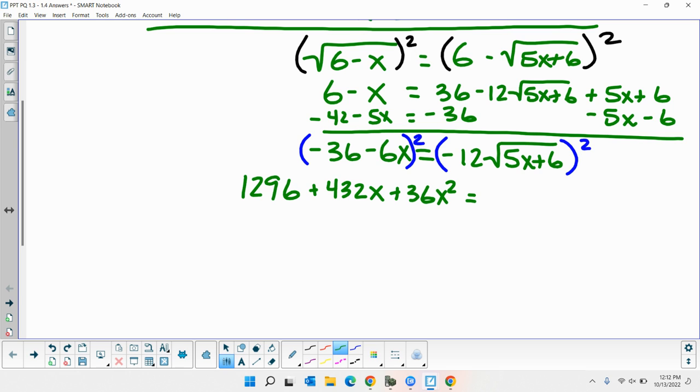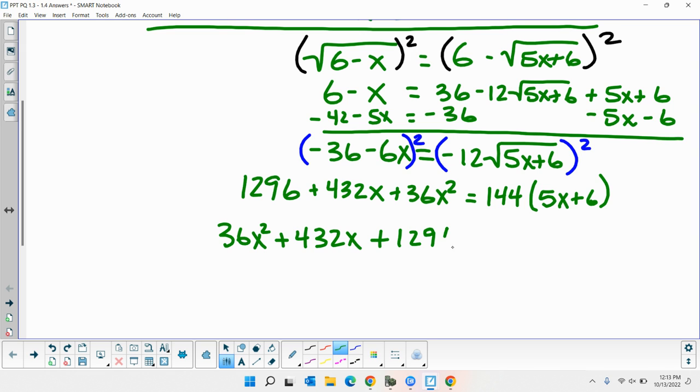Now, on this side, since there's no plus here, all I got to do is square the 12, or the negative 12, and then square the radical. So negative 12 squared is positive 144. And when you square the radical, you get 5x plus 6. But I got to go 144 times that, so I got to distribute. All right, so let's put this in the order we like. Let's switch the order around, just so it looks more like you're used to. So 36x squared plus 432x plus 1296.